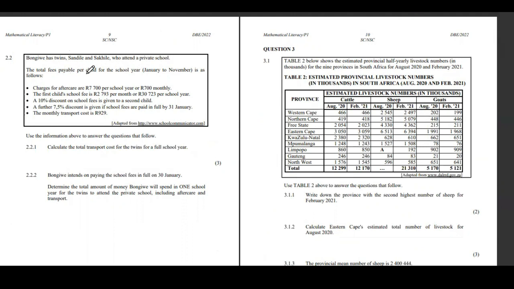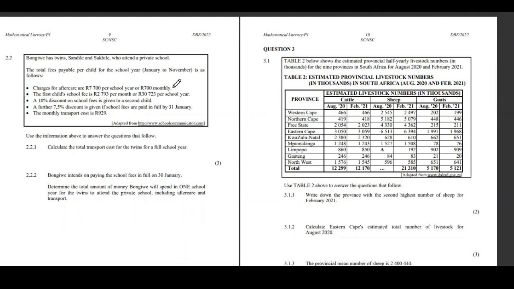The total fees payable per child for the school fees for the year from January to November is as follows. Take note of that. Now, charges for aftercare are 7,700 per school year, or 700 monthly. So if you want to pay annually, you pay 7,700. That's all. If you want to pay every month, you pay 700. Take note of this.